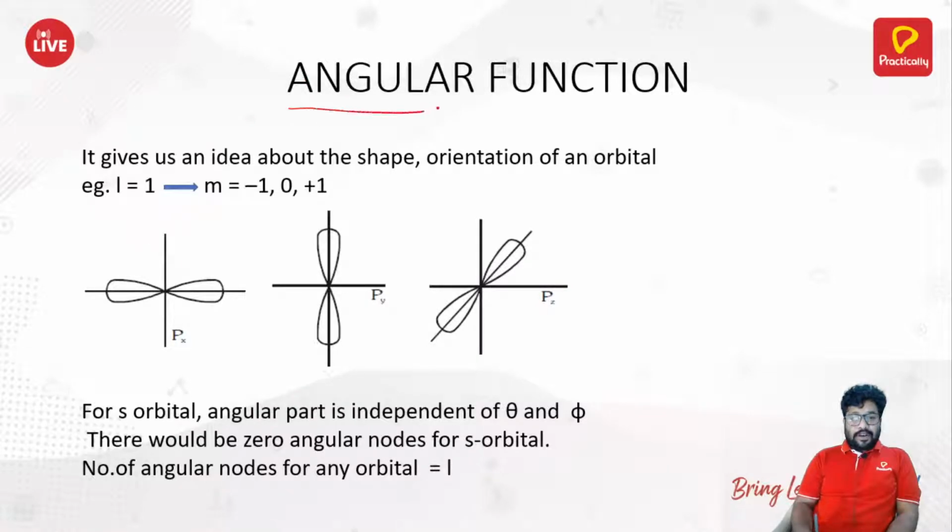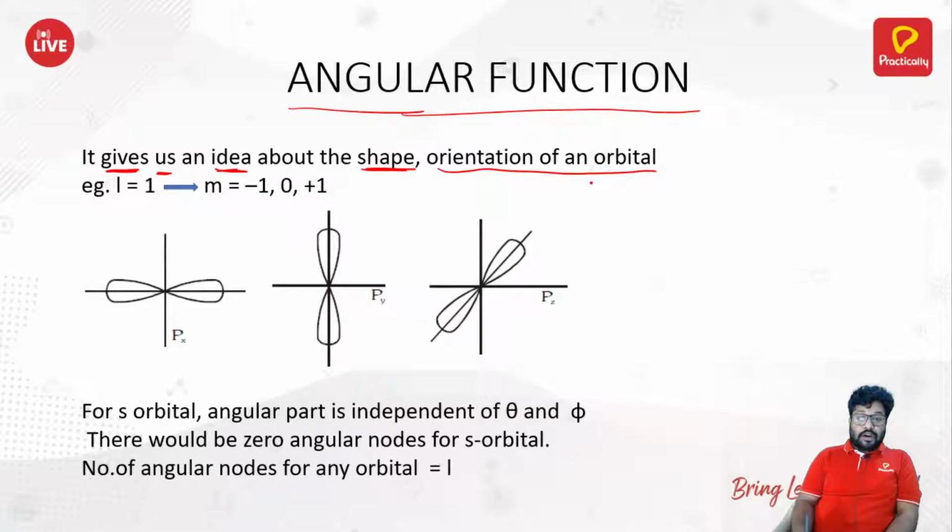See, what is this angular function? It is basically nothing but the angular node. We had seen the radial nodes. Now we're going to see the angular nodes. It gives us an idea about the shape and orientation of the orbital. Do you remember? The values of m change from minus L to plus L. If your L is equal to 1, your m will have values minus 1, 0, plus 1.